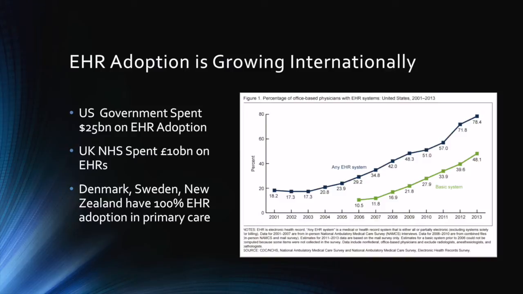However, the National Programme for IT has cost about £10 billion and has recently been scrapped in favour of a new way of doing things, which is to devolve the money directly to hospitals rather than having one overall national system. So that's been a bit of a mixed picture, with the US putting in a lot of money and the UK having big problems implementing their programme of work. However, lots of other countries have done pretty well, and lots of countries now have pretty much 100% adoption of EHR systems, at least in primary care, but the hospitals as well are getting to that level.